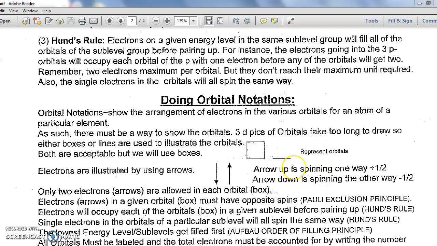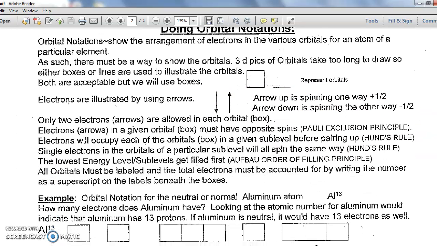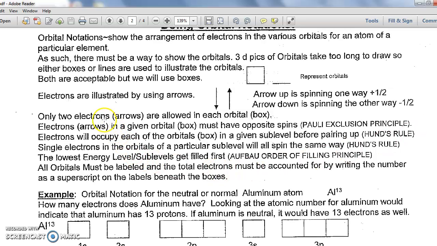That's just generally the way they assign the spins. So the arrow going up would have a plus half spin. The arrow that's pointing down is talking about the electron that would have the minus half spin. Remember that each orbital can only hold 2 electrons. So if we have 2 electrons in an orbital, one arrow would be going up and the other arrow would be going down, according to the Pauli exclusion principle.